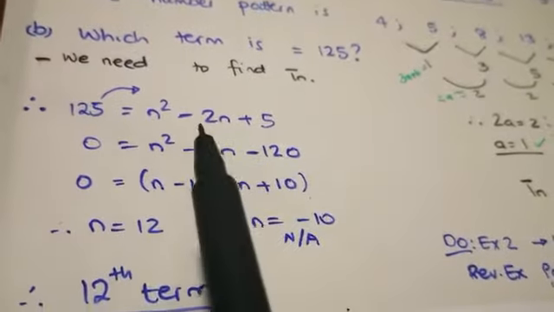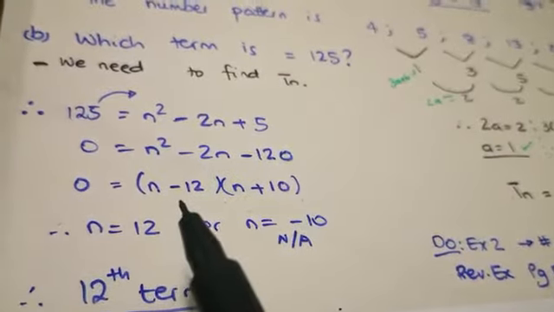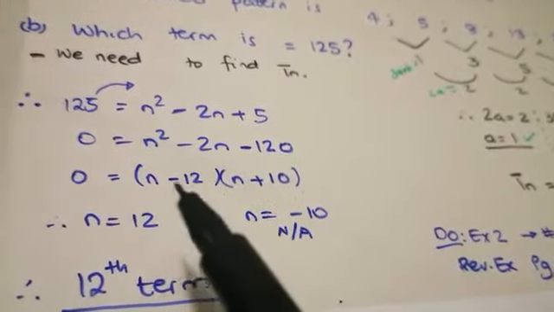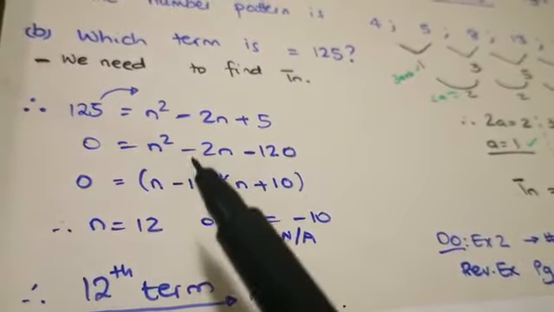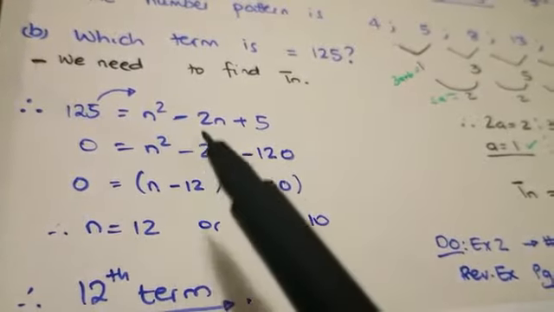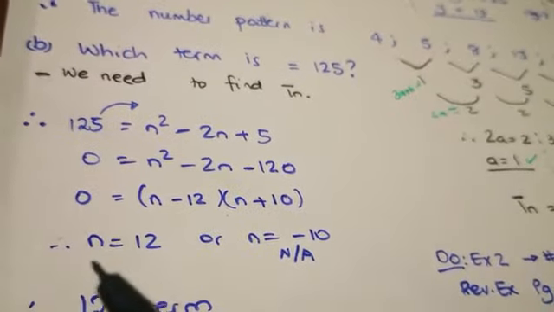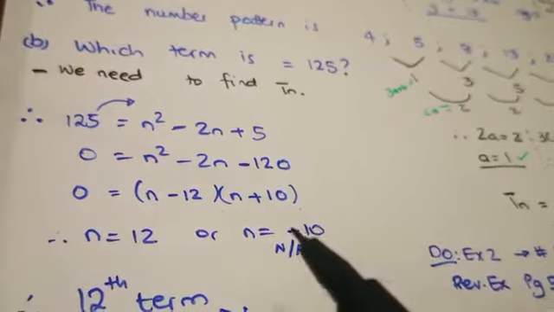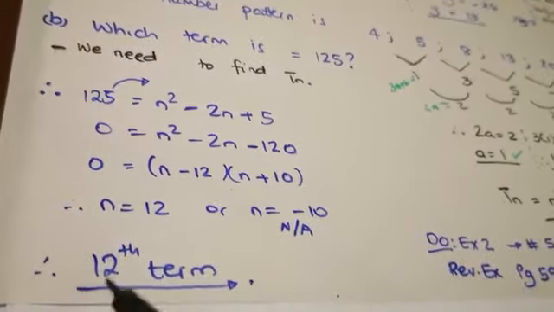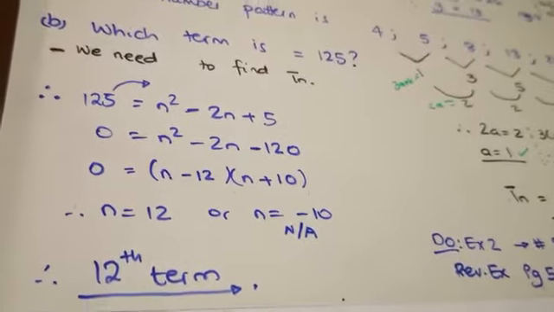So remember, I said at this point you can either use the quadratic formula, or you can factorize. So I chose to factorize. Factors of negative 120 that add up to negative 2. It's going to be negative 12 and 10, which then gives me n equal to 12, or n equal to negative 10. So this one we disqualify. So that means it is the 12th term. Please remember to answer your question. It is the 12th term.